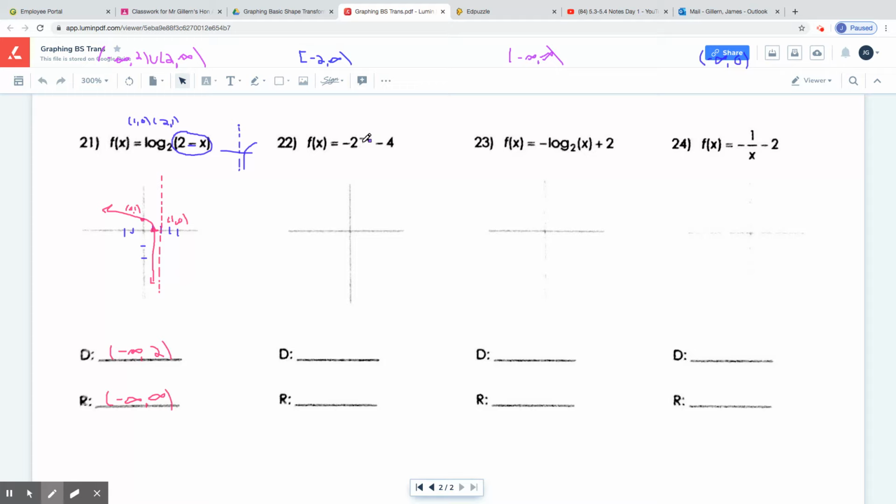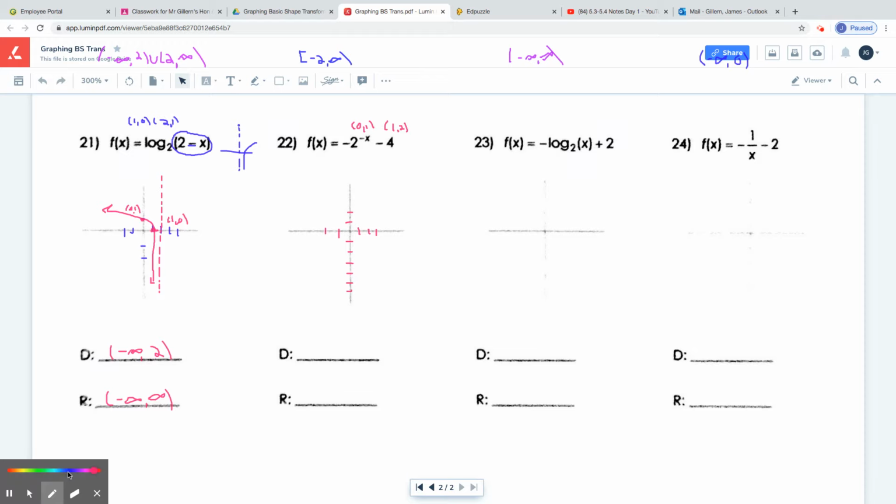All right. Exponential. So 0, 1 and 1, 2 are points. We have a negative in front and in front of x. It means I have a horizontal and a vertical flip, which means I can change the signs of the x's and y's. And then I'm going to subtract 4 from my y because I'm moving everything down 4.